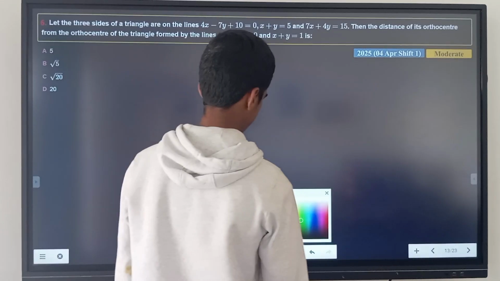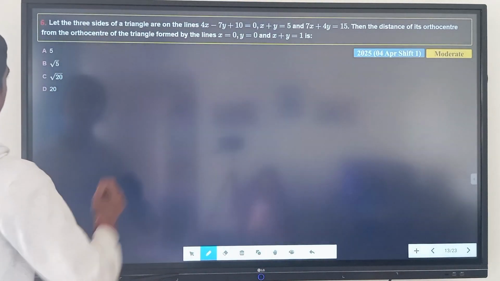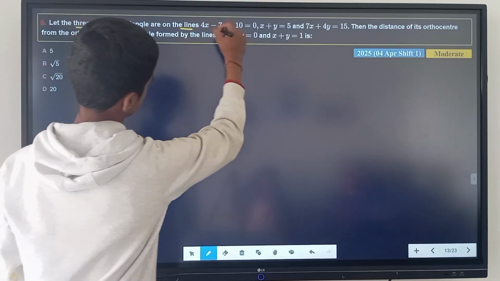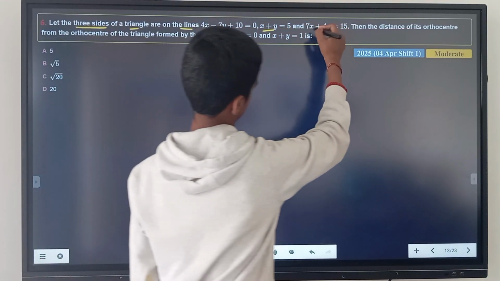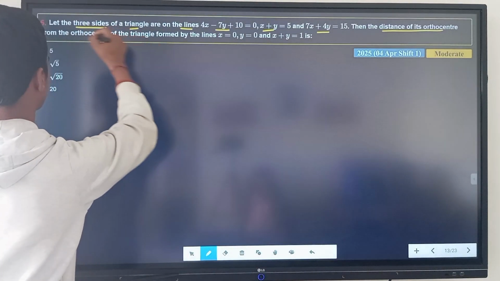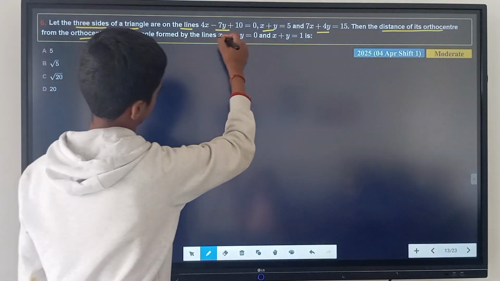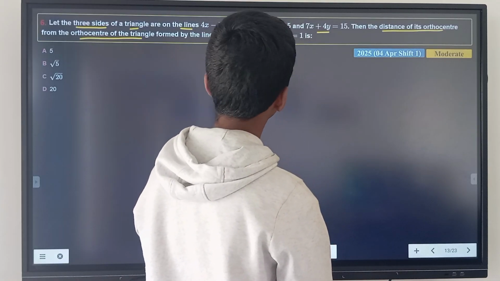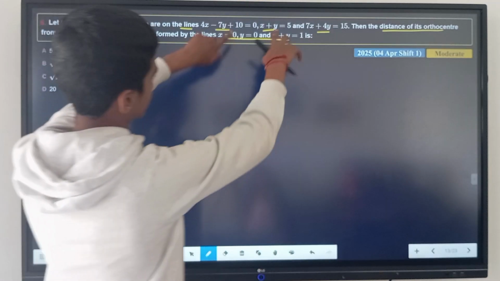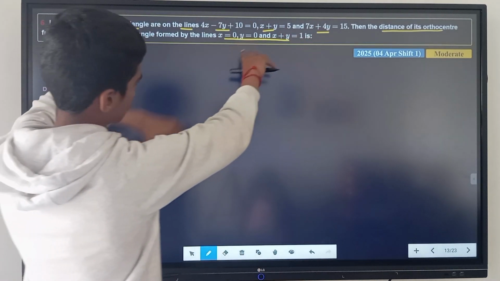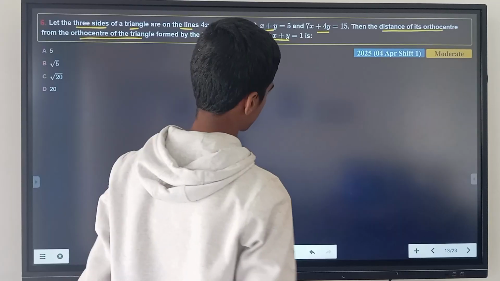Here is our next question. This time our question says let the three sides of a triangle be on the given lines. Then find the distance of its orthocenter from the orthocenter of the triangle formed by the other given lines. Now, on observing the question closely, when we see the first three lines, two of these lines are perpendicular. When we see the next three lines, two of these lines are perpendicular.